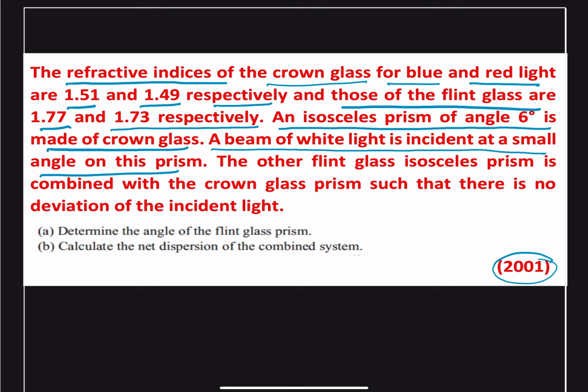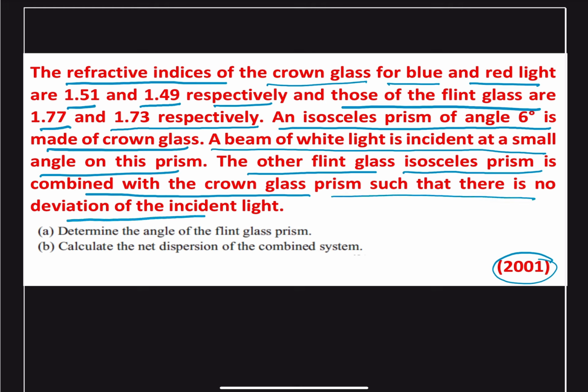A beam of white light is incident at a small angle on the prism. The other flint glass prism is combined with the crown glass prism such that there is no deviation of the incident light. So based on this, we have to find two things. Part A: determine the angle of the flint glass prism, and part B: calculate the net dispersion of the combined glass. Here we are using two lights, blue and red, and the refractive indices for each are given for crown as well as for the flint glass.